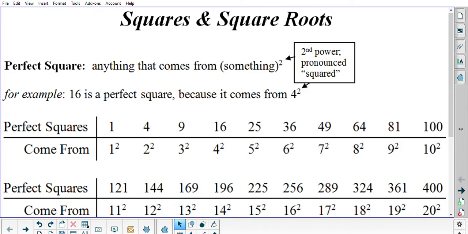This is Mr. Underkoffler, and today I'm going to be talking about squares and square roots. You can follow along with me as I read here from the guided notes. We'll start with the vocabulary word perfect square.